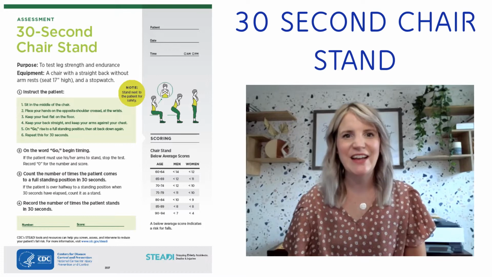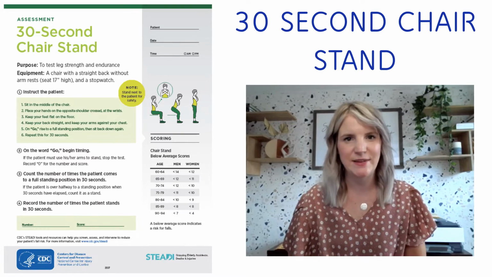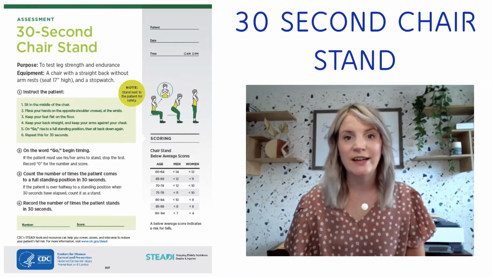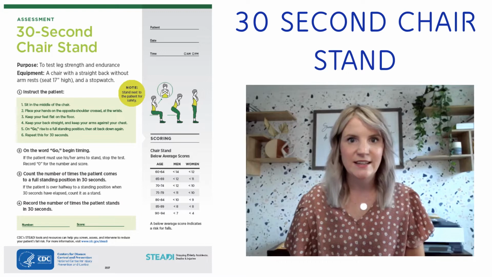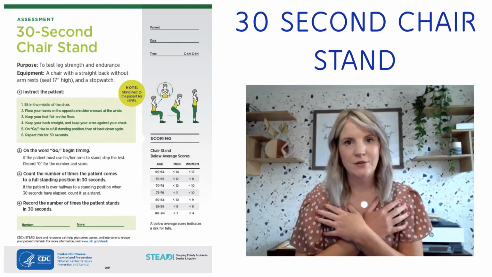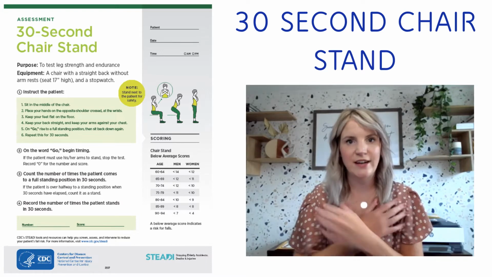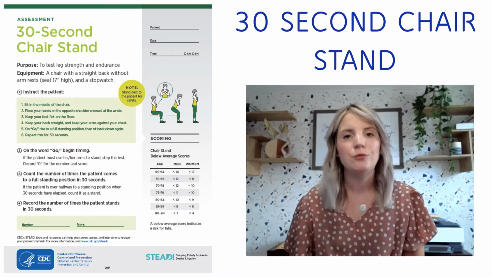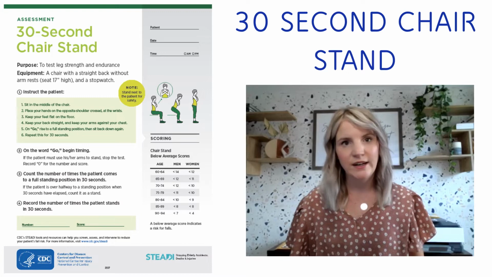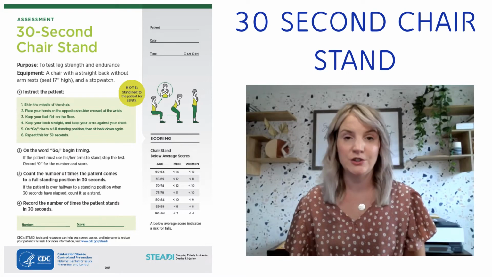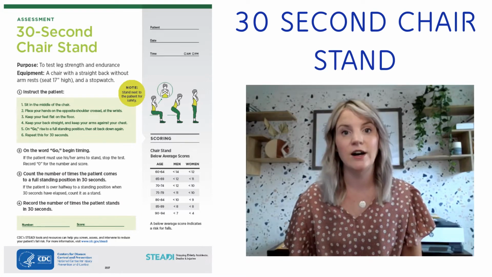All right, let's take a look at the 30-second chair stand assessment now. This is to test your leg strength and your endurance. You're going to need a stopwatch and a chair with a good sturdy back. The chair can have armrests, but you are not to use them during the assessment. You'll be crossing your hands over your chest to not utilize your hands to push up. If you do need your hands to push up, then this assessment is null and void. It does not work, and it is going to show you that you probably are at a risk for falls.